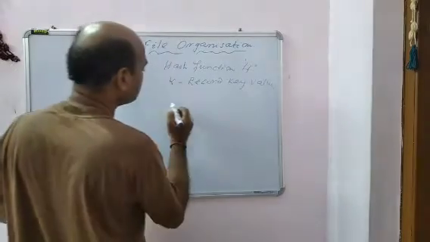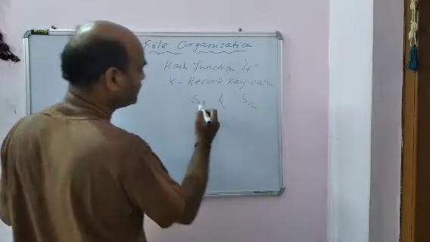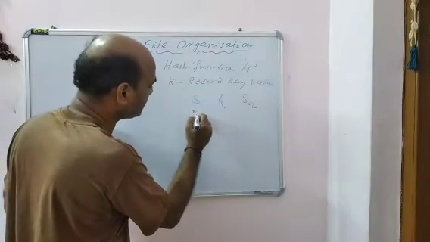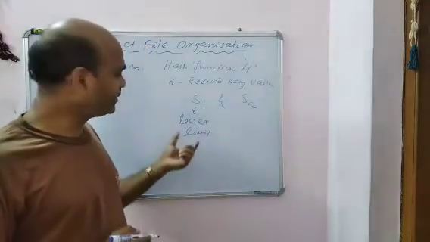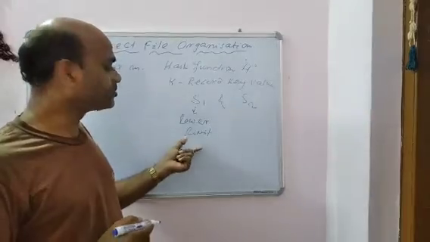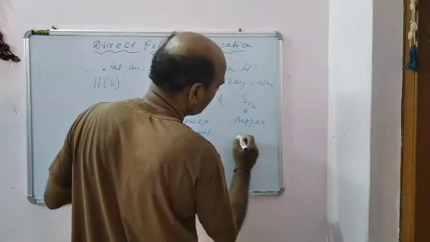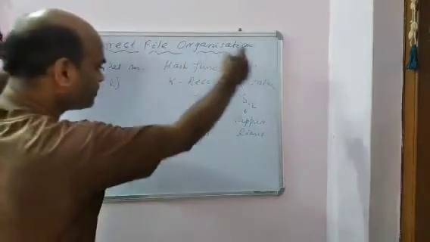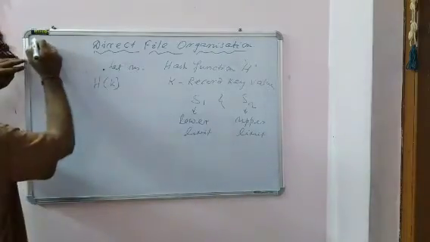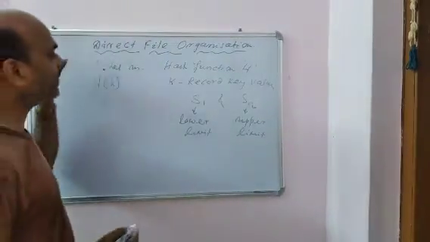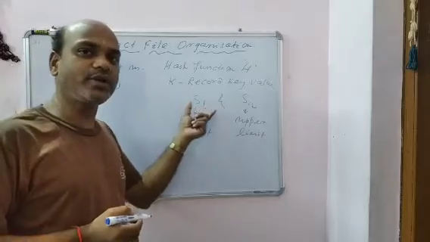Suppose the address range is between S1 and S2. What is S1? S1 is the lower limit, the binary address at the lower limit, so it's the minimum. S2 is the upper limit. So this is the memory space. This is the first, in this way we are moving, and this is the last. This will be S1 and this will be S2. So all binary addresses lie between S1 and S2.